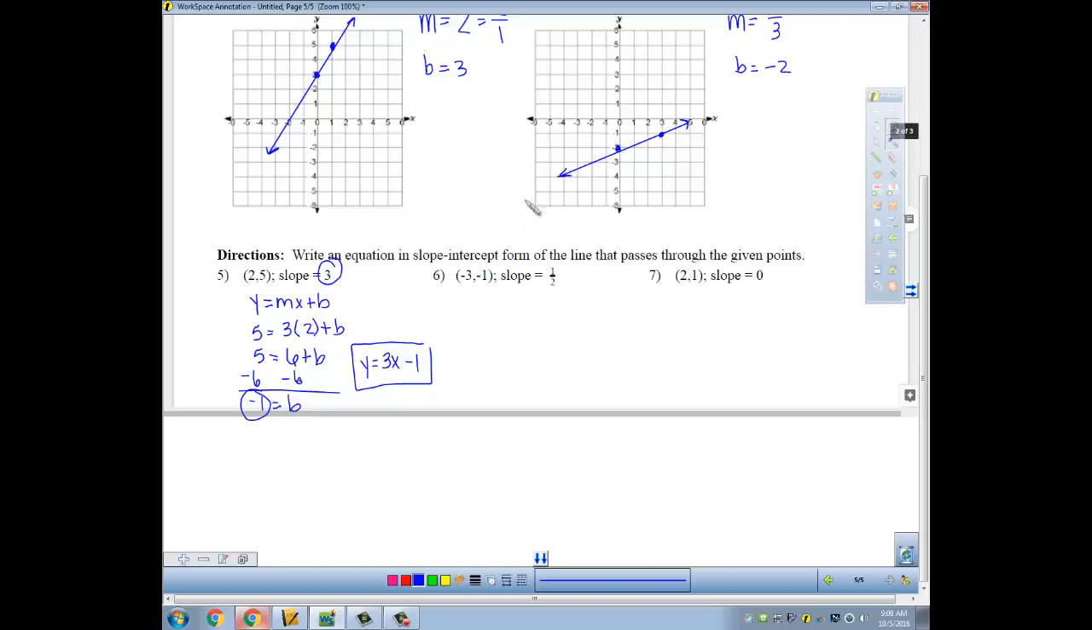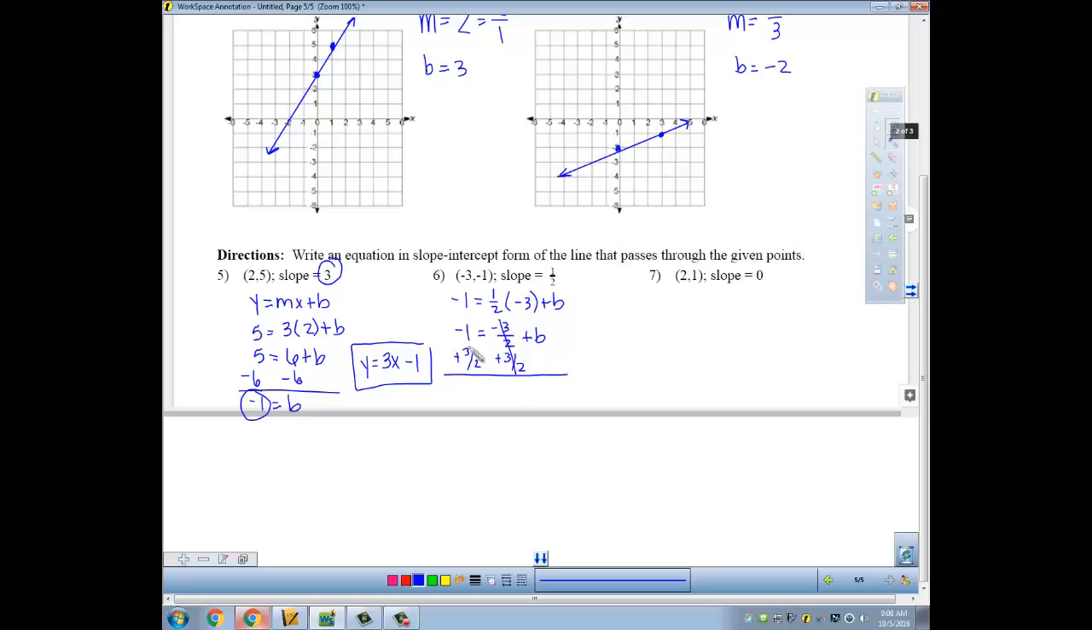Number 6, I'm still using my y equals mx plus b, so plug in your negative 1 for your y, 1/2 for your slope, negative 3 for your x, don't know b. Negative 1 equals 1/2 times negative 3 is negative 3 over 2. You can add 3/2 to both sides. Some people want to multiply by 2 here to get rid of the fraction. That's fine. Just make sure you multiply the b by 2 as well.